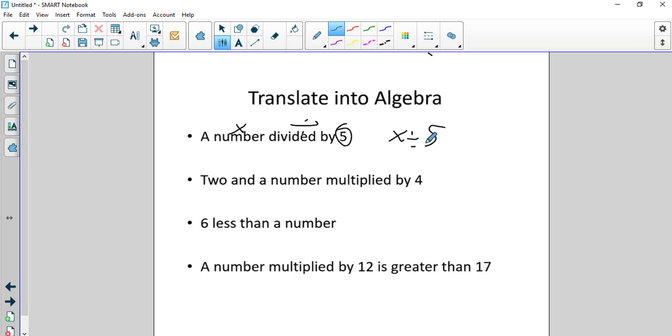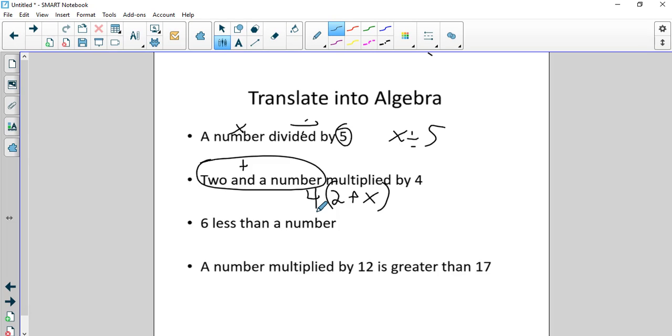2 and a number multiplied by 4. 2 and a number. Okay? So this is one thing happening together, then being multiplied by 4. And here, "and" is going to mean we're adding them together. So 2 and a number, and then multiplied. We can put the 4 on either side, but usually we put numbers in front for what we'll talk about later, the distributive property. Hopefully you remember from algebra.